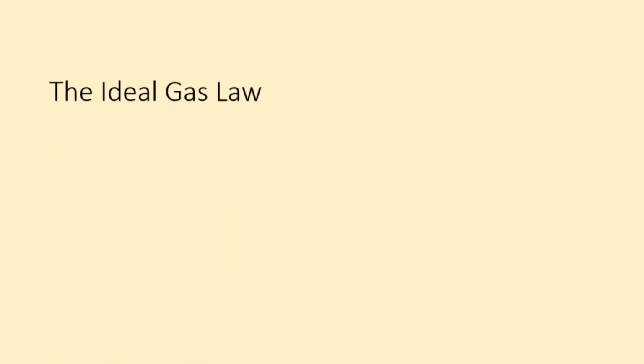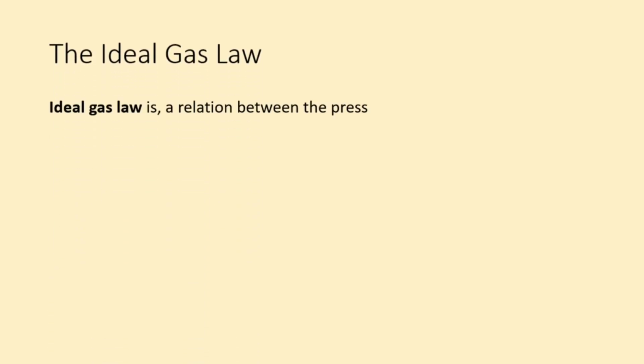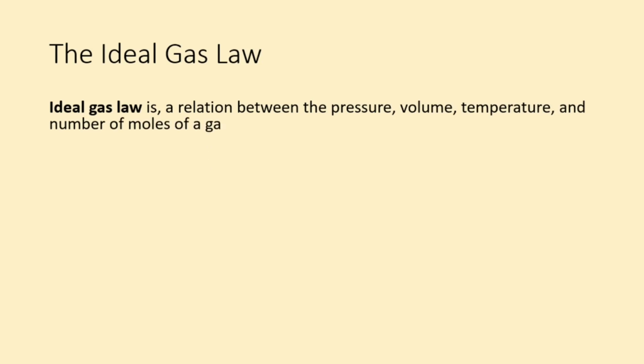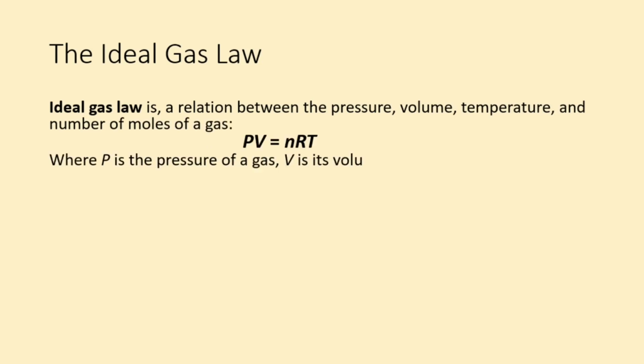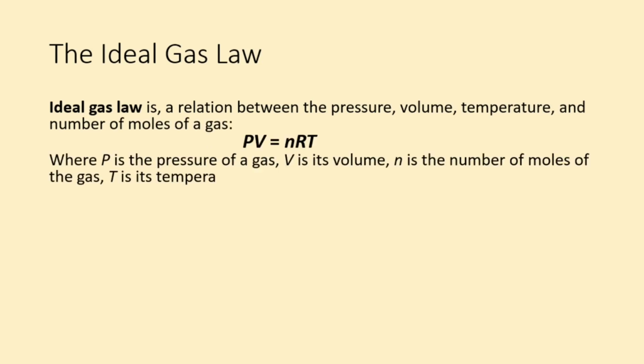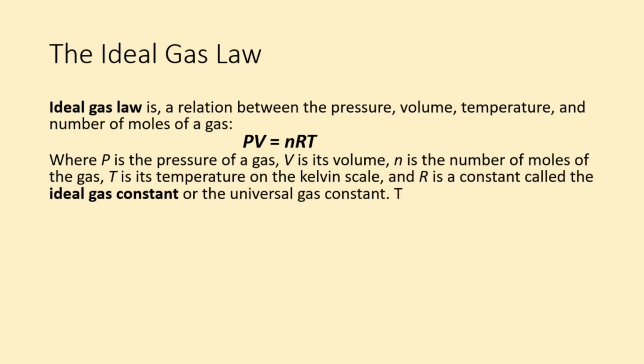The ideal gas law is a relation between the pressure, volume, temperature, and number of moles of a gas, PV equals nRT, where P is the pressure of a gas, V is its volume, n is the number of moles of the gas, T is its temperature on the Kelvin scale, and R is a constant called the ideal gas constant or the universal gas constant.